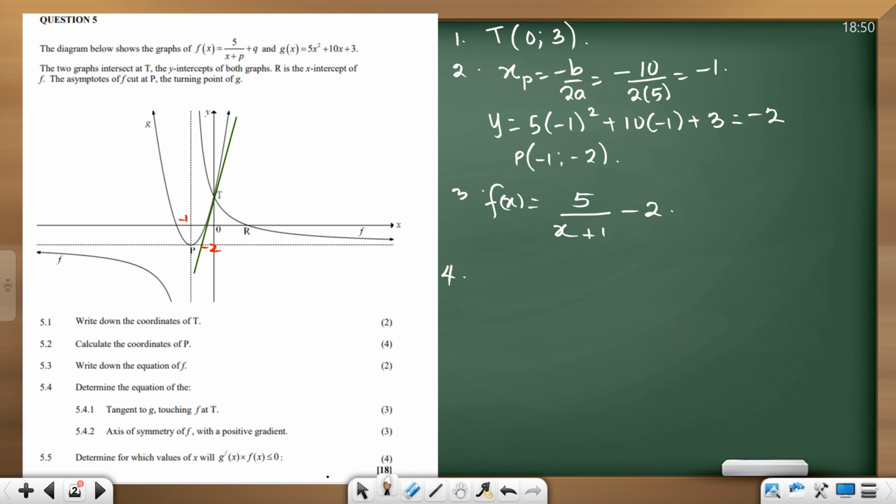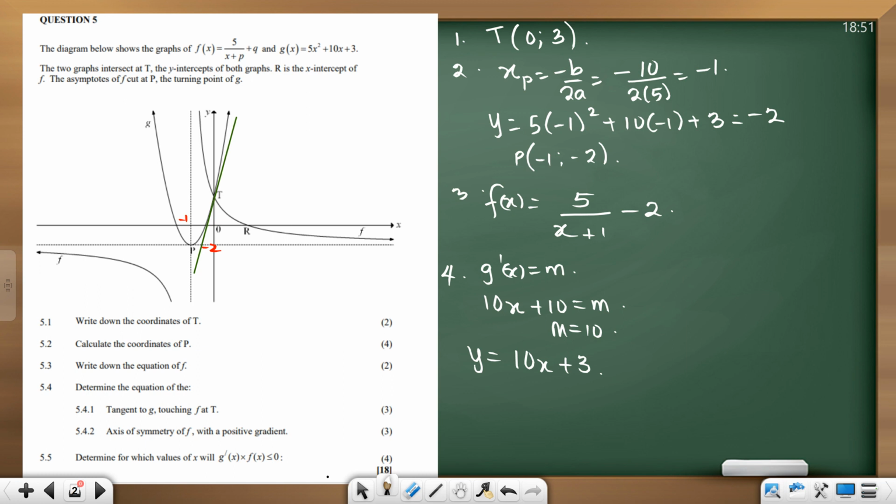f prime of x equals to what? m. But this time around, which graph are we using? g. So can we say g prime of x is equal to m? Can we derive? Talk to me. 10x plus 10. We are looking for the equation, but do you think we can get x here? No, we have our x value. What's the x value? 0. So what is m? Lovely. Okay, so what's our equation? y equals 10x plus 3. There's no need to calculate, c is the y-intercept. We're done there.